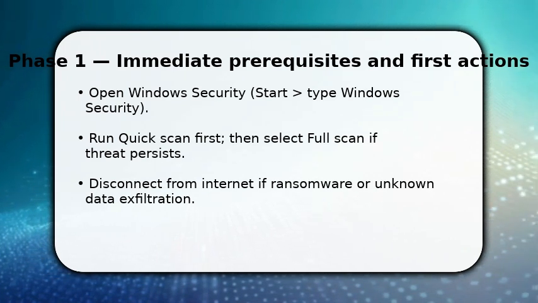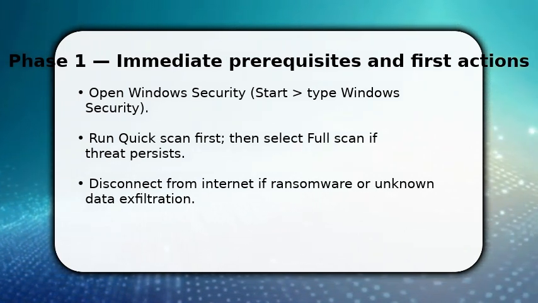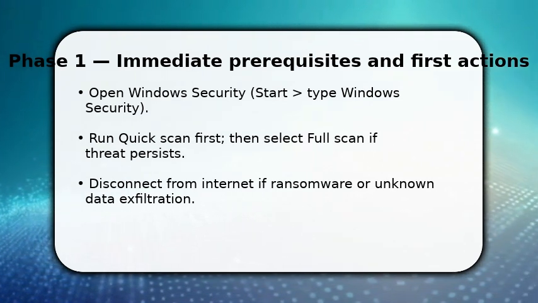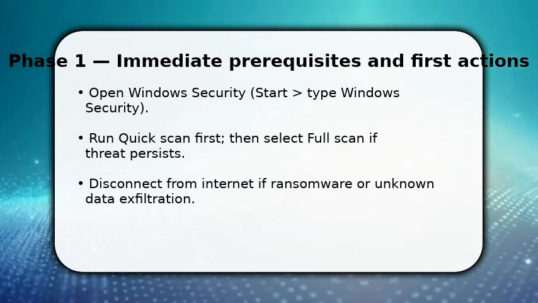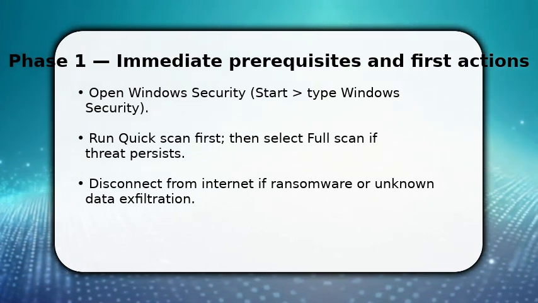If you suspect ransomware, disconnect from the network to stop data encryption spread, then collect any alert messages and file names. Make sure to note the detected item name. This helps later lookups or removal tools. Keep file history off while you investigate to avoid backing up infected files.